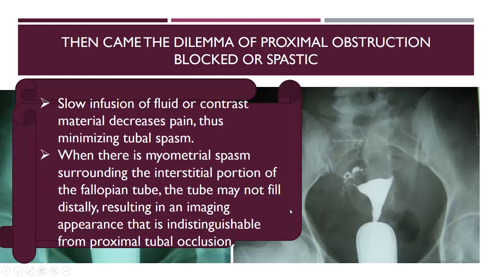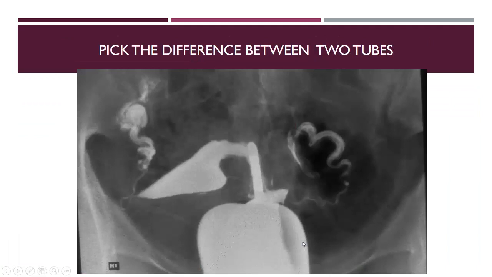Slow infusion of fluid or contrast material decreases pain, thus minimizing tubal spasm. When there is myometrial spasm surrounding the interstitial portion of the fallopian tube, the tube may not fill distally, resulting in an imaging appearance that is indistinguishable from proximal tubal occlusion. What is the difference in this case?